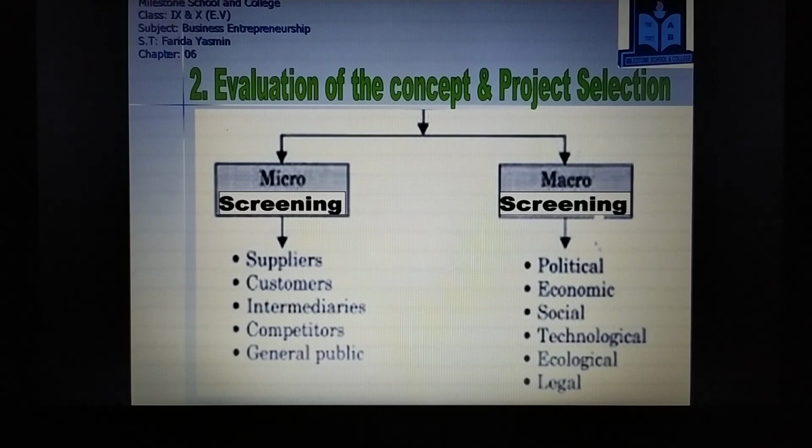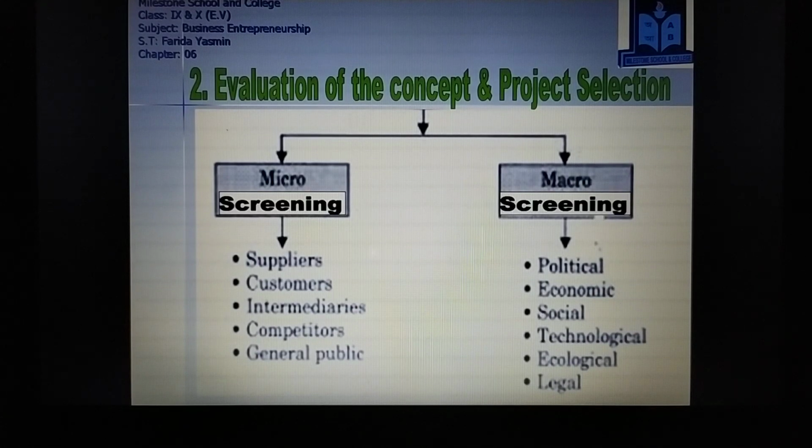Number 1 is macro screening and the other is micro screening. Let's start with macro screening. Macro screening is such a process which helps to select a project by evaluating the influential elements of the business concept. All the businesses are influenced by some elements which are beyond control of the entrepreneur, like population, economic environment, social environment, political environment, cultural environment, and legal environment.